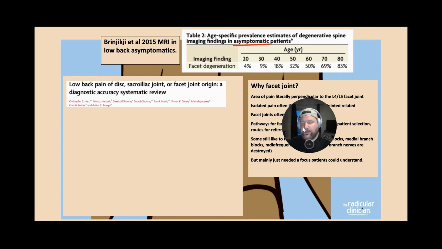The authors defined diagnostic tests as procedures or assessments that aim to identify a specific anatomical structure, e.g. discs, facet joints, sacroiliac joints, as the source of the low back pain. The index tests, so these are essentially the things that we're comparing to a reference standard.